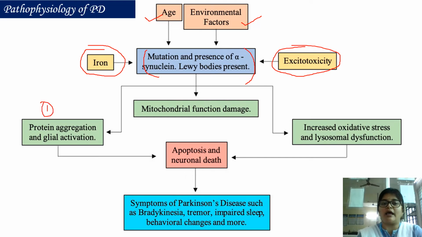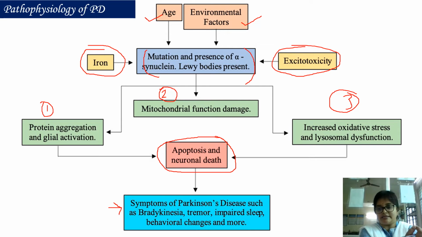When it is happening, it is going to result in three cases. The first one is protein aggregation and glial activation. The second is that mitochondria are not going to function properly. The third is increased oxidative stress and lysosomal dysfunction. All these three conditions, protein aggregation, mitochondrial dysfunction and increased oxidative stress, are going to cause apoptosis and neuronal cell death. When the cell death is there in the substantia nigra, it leads to the symptoms of Parkinson's disease like bradykinesia, that is restricted movements, tremors, impaired sleep, behavioral changes, and all those things. So this is the pathophysiology.